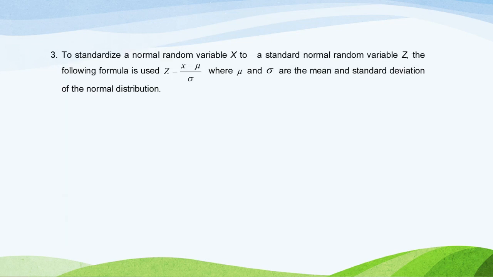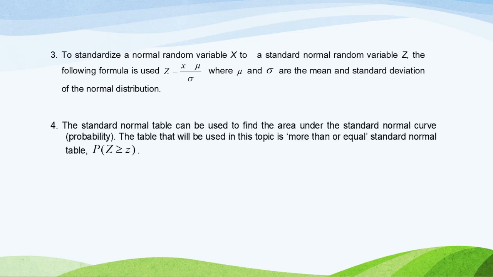To standardize the normal random variable X to the standard normal random variable Z, the following formula is used: Z equals X minus mean, divided by standard deviation, where μ is the symbol of the mean and σ the standard deviation. The standard normal table can be used to find the area under the standard normal curve, which is the probability. The table used in this topic gives P(Z greater than or equal to z).